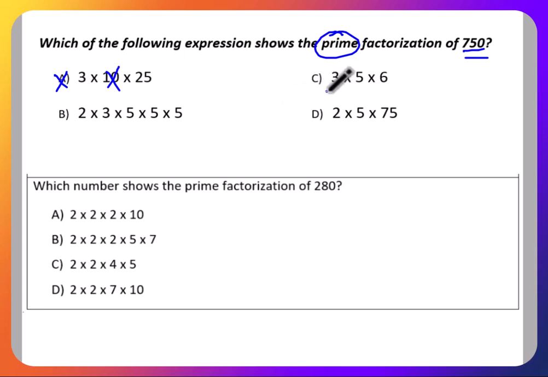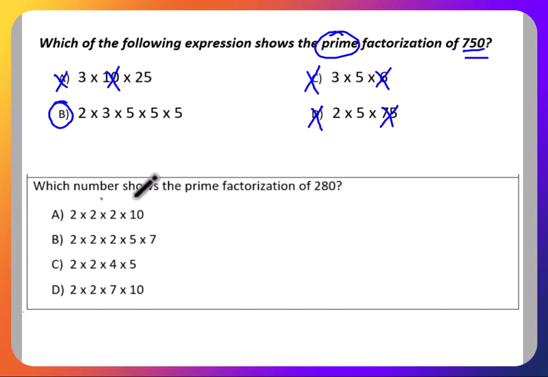What about C? Are all of the numbers prime? No, 6 is not. Therefore, C cannot be your answer. And what about D? Are they all prime? No, 75 is not prime. Therefore, D cannot be your answer. And the only answer choice left is going to be B.